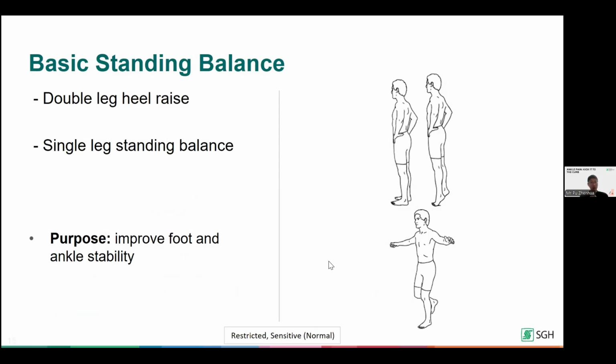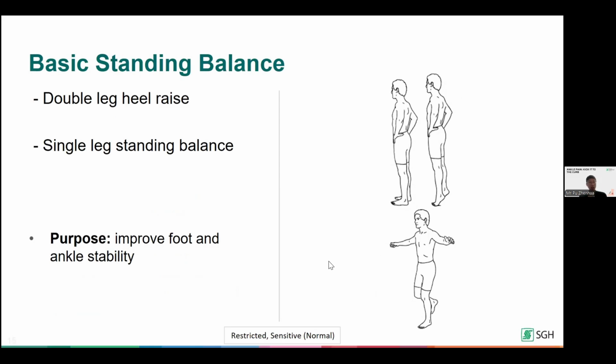Now, finally, we come to the balance exercise. We can start with some basic standing balance first. Having both legs side by side, do a heel raise up and down, and you can repeat about 10 times. You can do about 2 to 3 sets. You can do it about 2 to 3 times a day on a daily basis.